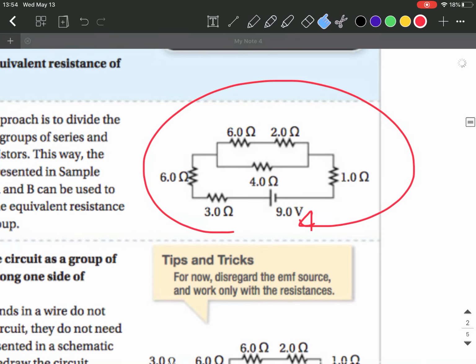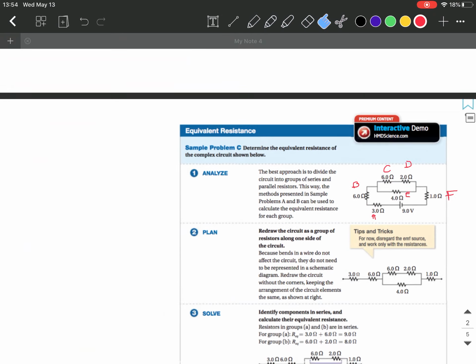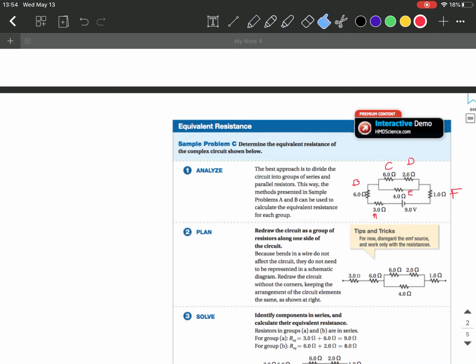So first, let's label my resistances: A, B, C, D, E, and F. Okay. So the innermost circuit I see here, the outermost circuit is the big loop. And then I have an inner circuit with the parallel in there. But the innermost circuit are these two that are in series. So I can easily combine C and D.